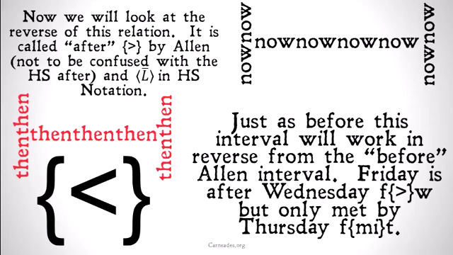Friday is after Wednesday, F with that greater than sign W, but it's only met by Thursday. Friday is met by Thursday, but is after Wednesday, for the same reasons that we discussed before: Friday is after Wednesday, but Wednesday meets Thursday. Hopefully that makes sense. Apologies if it's getting too confusing. There's a lot of different terminology here.